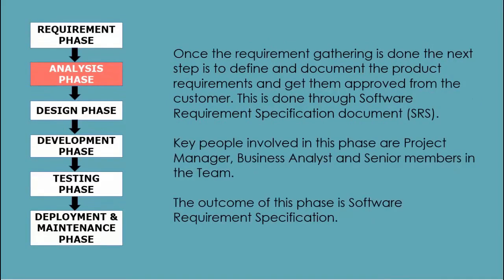Analysis phase. Once the requirement gathering and analysis is done, the next step is to define and document the product requirements and get them approved by the customer. This is done through the Software Requirement Specification document. SRS consists of all the product requirements to be designed and developed during the project lifecycle. Key people involved in this phase are the project manager, business analyst, and senior members in the team. The outcome of this phase is the Software Requirement Specification.